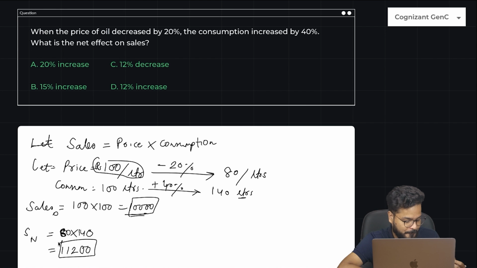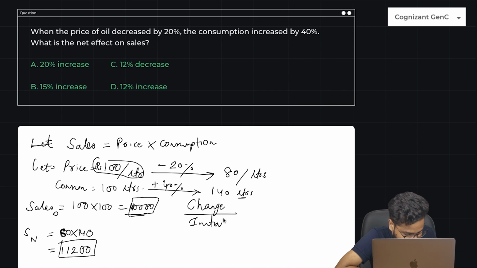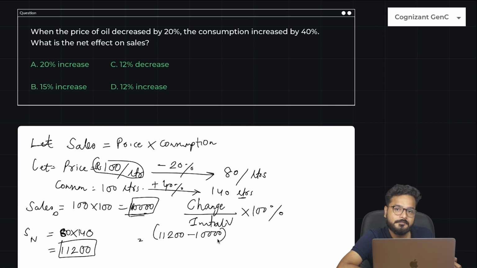So now this is the point wherein you have to identify what would be the numerator and what would be the denominator. Right? What is the net effect or net change, guys? That is nothing but change upon initial value into 100 percentage. What is the change, guys? The change is nothing but 11200 minus 10000. This is the change, right?